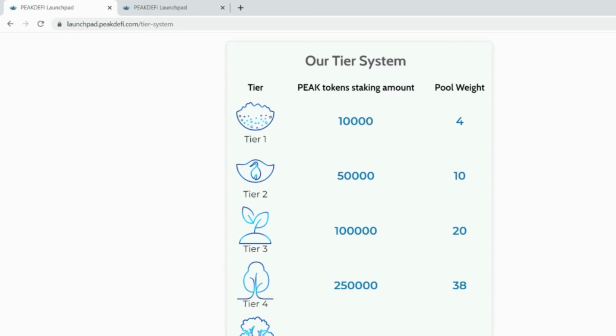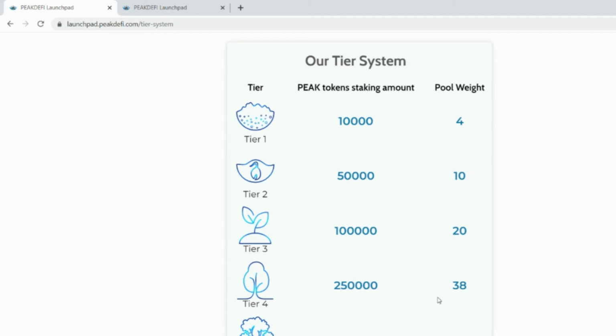Besides that, you can calculate how many tokens each tier level will get in total by having a look at the pool weights here on the right. So if you add up all these pool weights, you have a total of 142. And the 142 are equal to 100%. So if you want to know how many tokens each of the tier levels will get percentage-wise, you need to divide 100 by 142 and multiply it with the pool weight of one of the tier levels.